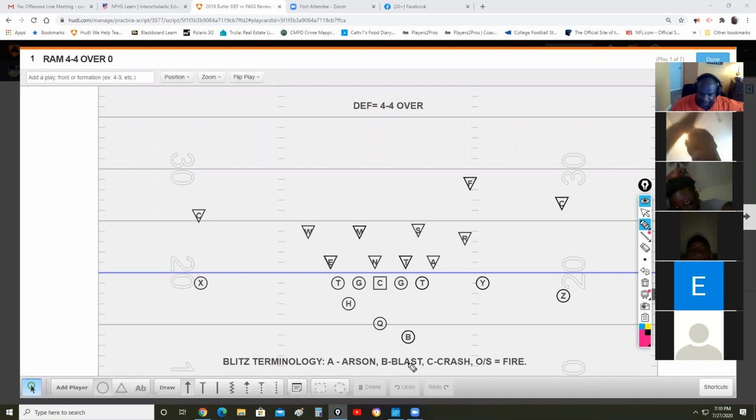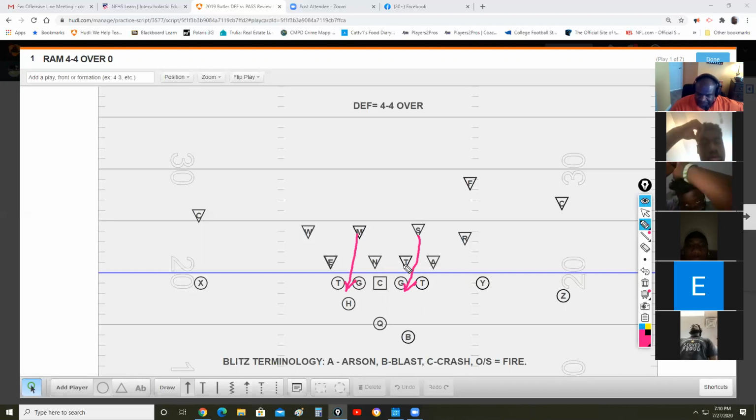Now let's look at blast. First Mike blast. Mike comes through B gap. Sam blast. Sam comes through B gap. What will this tackle do if the Sam is coming through B gap? What gap will he take? You mean the D lineman, coach? Yeah, the defensive tackle. Okay. Yeah, he goes to the A gap. You go to A gap. Okay.